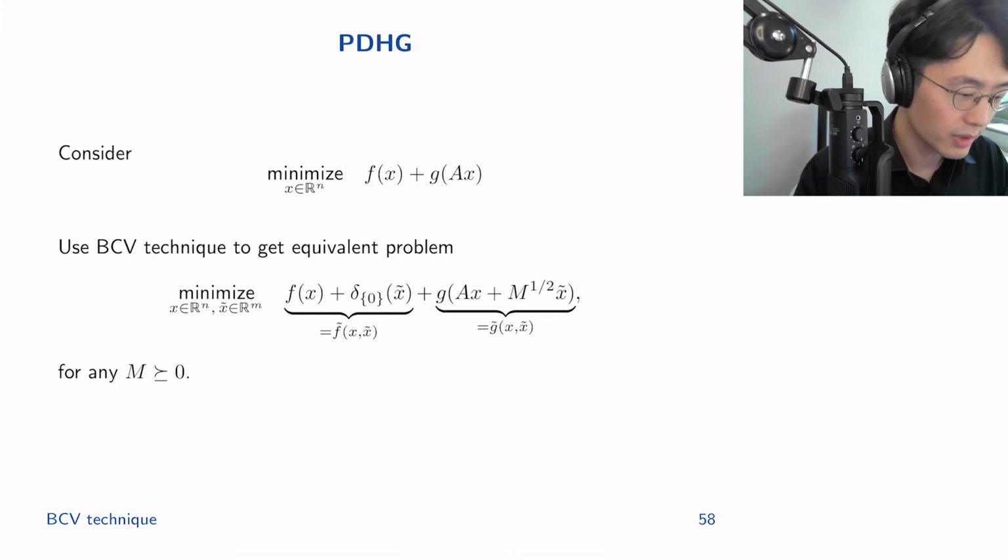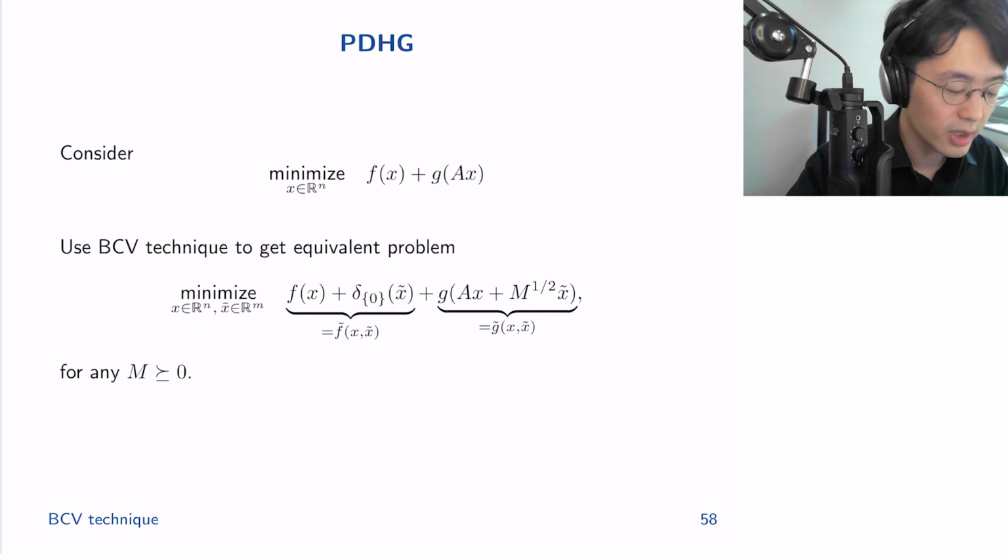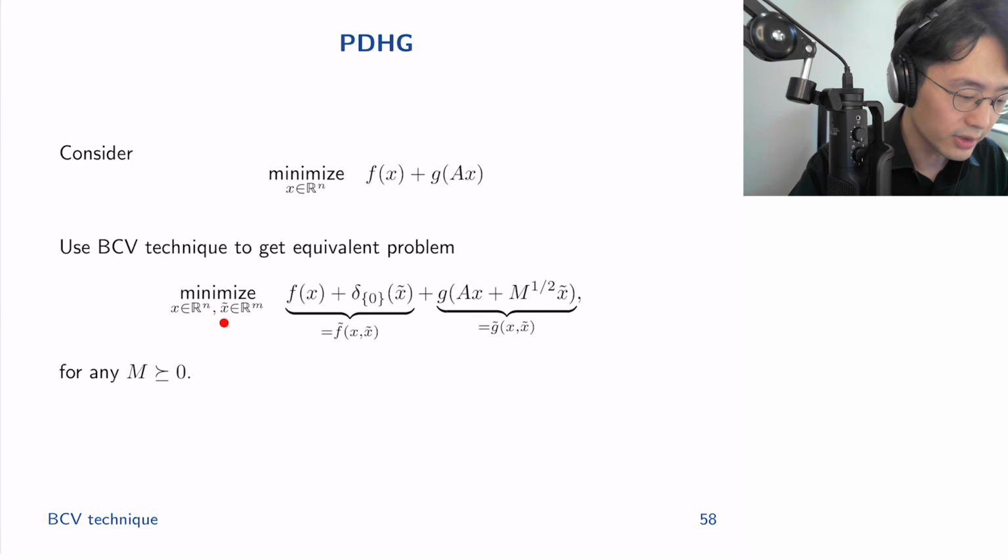In the original optimization problem, we were minimizing with respect to the variable x, which is of length n. We still have that same variable here. But in the first step of the BCV technique, we introduce this additional variable x tilde, and x tilde now enters this optimization problem. But x tilde, which is of length m, is constrained to be 0. So this is the indicator function with respect to this set 0, the singleton containing 0.